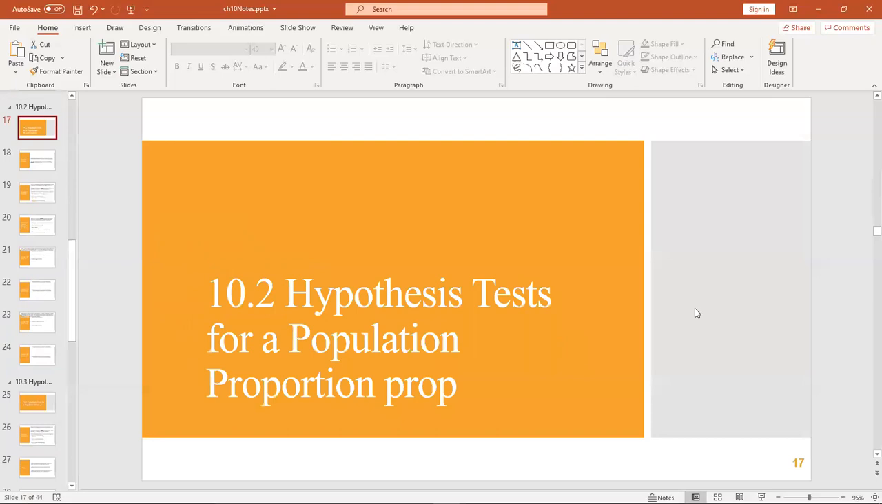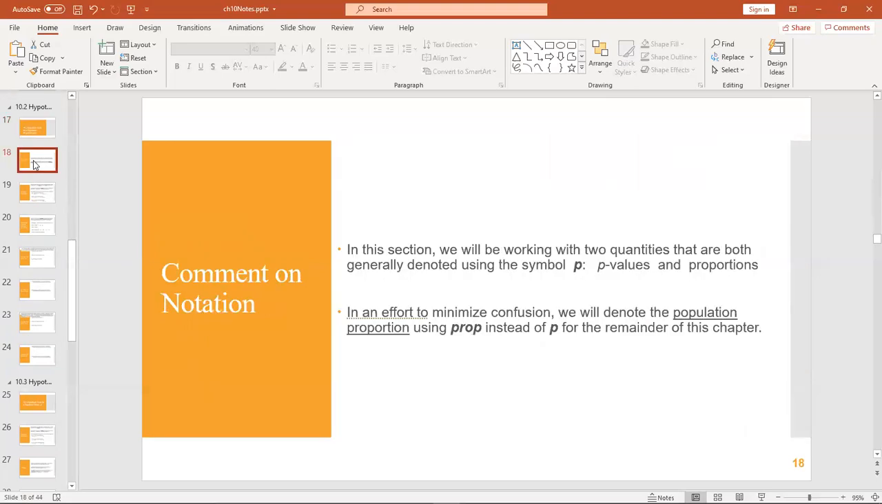So, hypothesis tests for population proportion. We're going to work with two probabilities that are both often called P. To minimize confusion, we're going to call prop the population proportion, and P will be the actual p-value that we'll use for the hypothesis test itself.